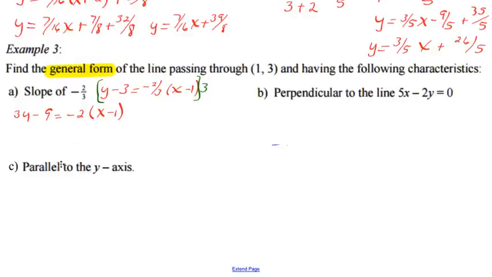So now to put it in standard form, we need to distribute the 2 through the parentheses and then just get everything on the left-hand side, and we get 2x plus 3y minus 7 equals 0.